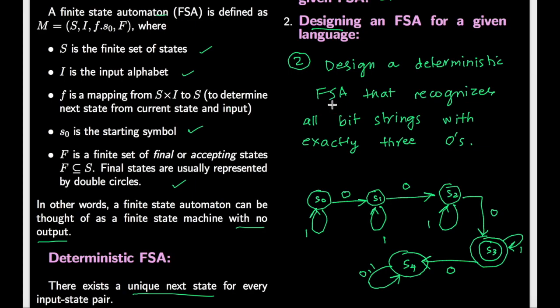Okay, so this is it for the introduction of finite state automaton and how we can relate language recognition to this concept. Specifically we talked about deterministic finite state automaton, where for each state and input we have a unique next state.